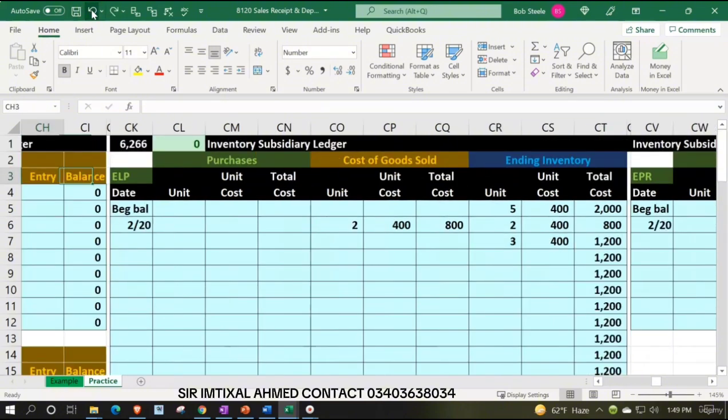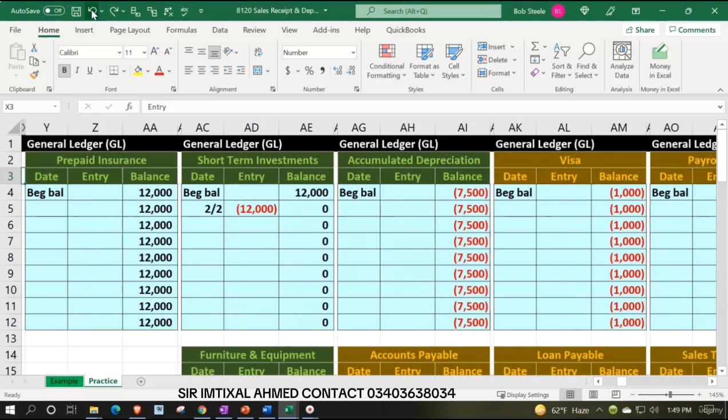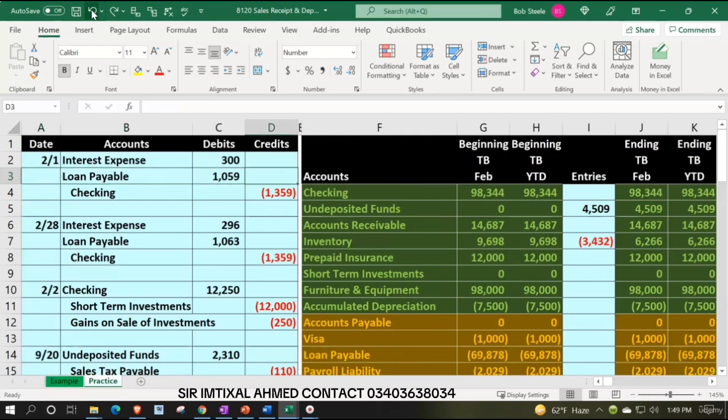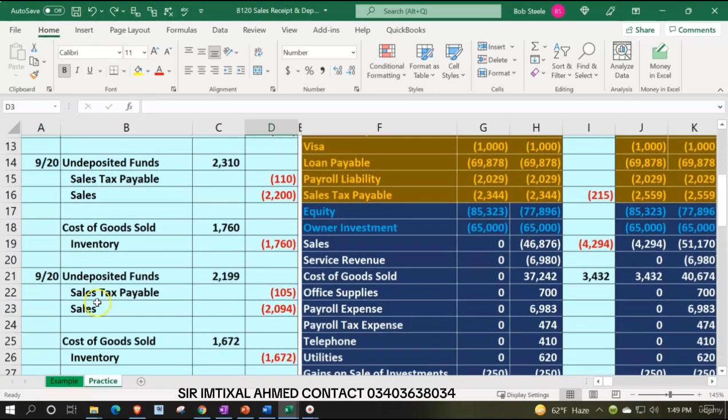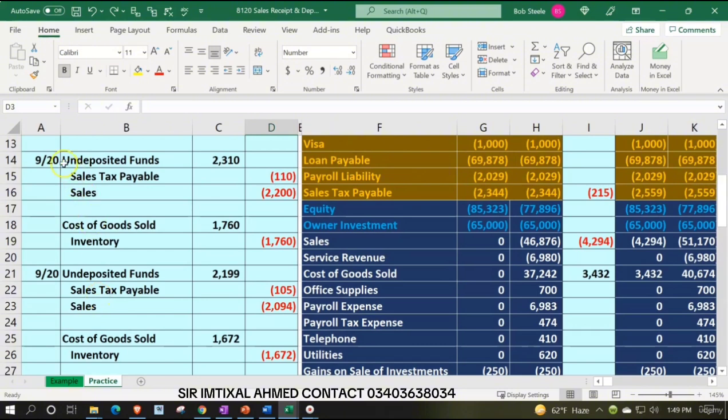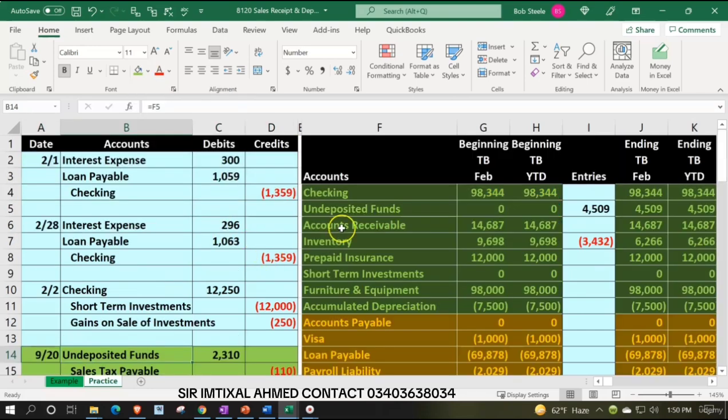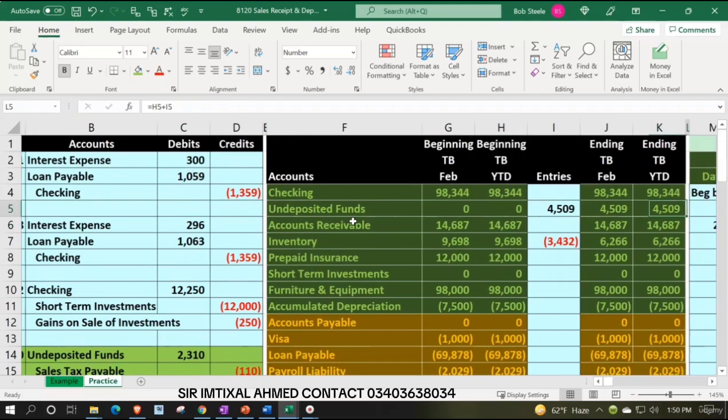Okay, then I'm going to go all the way to the right. Now we just have to post it to the ledger, to the GL as well. Let's do some highlighting so I make sure I don't pick up the wrong numbers, especially since they look very similar. 2 transactions, same date. So I'm going to highlight this one, make it green, and then say, okay, undeposited funds is the first one. That's the second account over here.